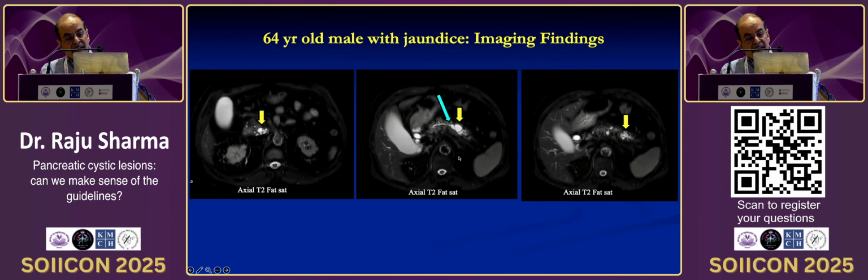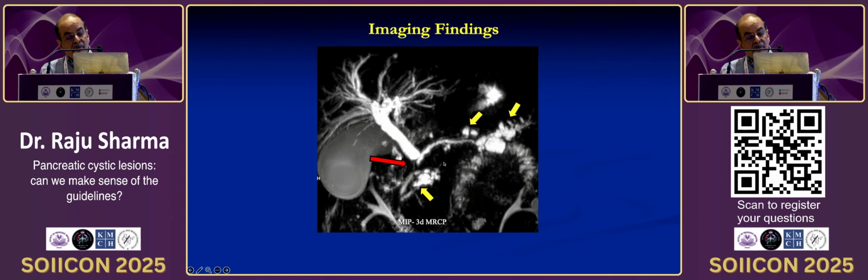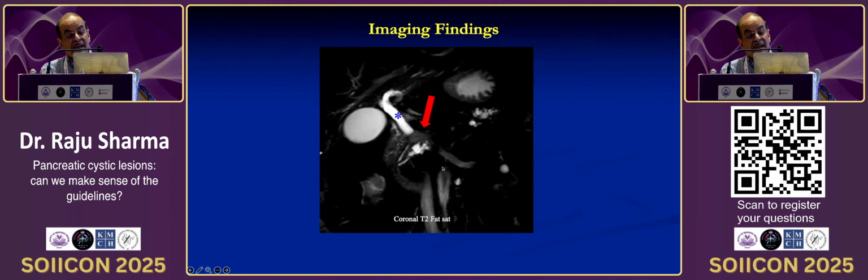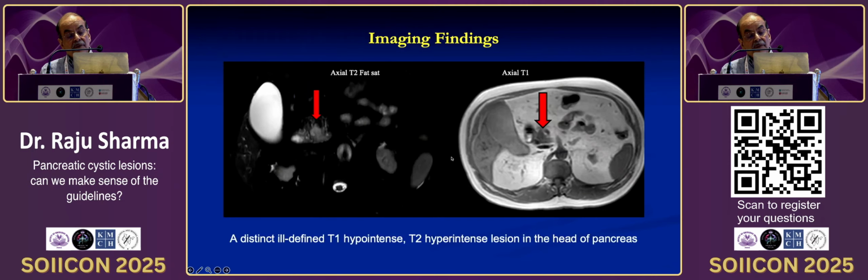Some more magnified images of the same. There was a double duct sign here. The pancreatic duct was getting cut off, and the CBD is also dilated above that level by this hypo-intense lesion, which is causing a cutoff of the duct. And on the T2 weighted image, we could identify a solid looking lesion in the head of pancreas in this patient who had main duct IPMN.